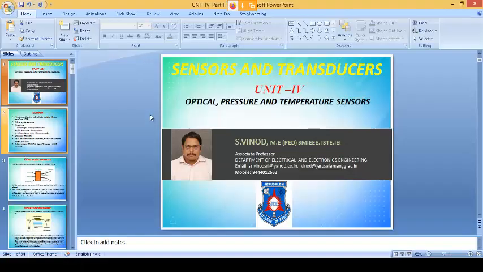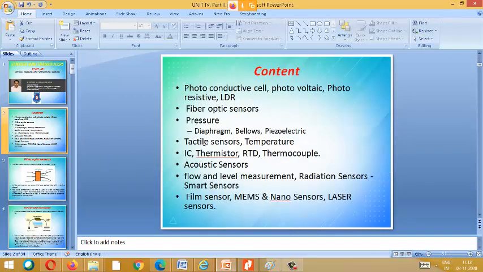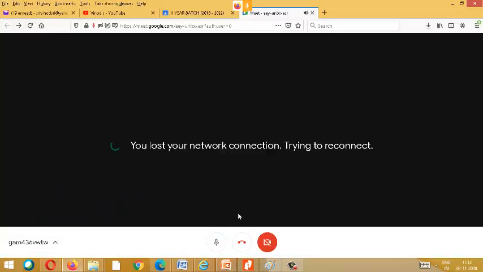Okay, so with this we will stop for today's class. So in unit number 4, we have discussed till this. Okay, so in the next class we will see about temperature sensors. In temperature sensors we will see what a thermistor, RTD, thermocouple and all are. Okay, so with this we will stop our presentation.